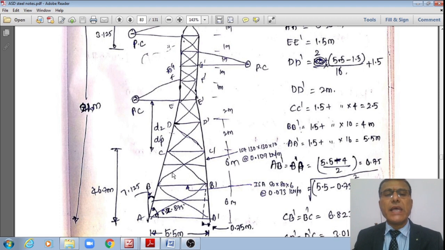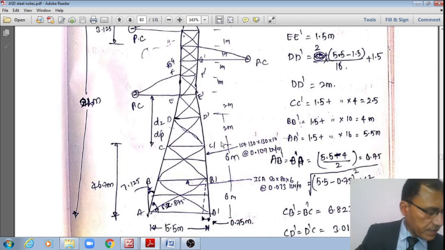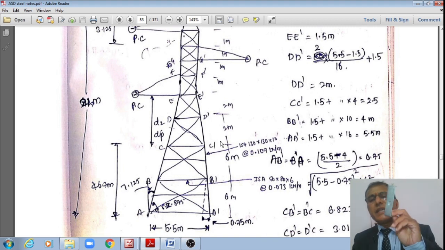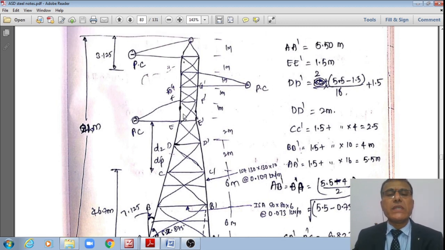And all other members, other than these horizontal members, are assumed as ISA 65 by 65 by 6 at the rate of 0.058 kilonewton per meter. These are the assumptions, or the ISA angle sections which you are assuming for analysis to start with, keeping in view the experience. Once I assume these sections, now I need to find out.